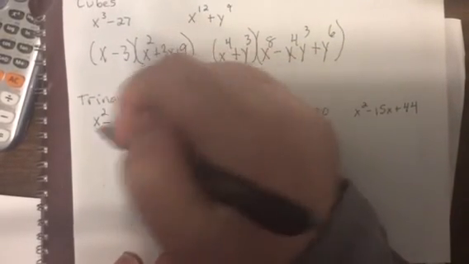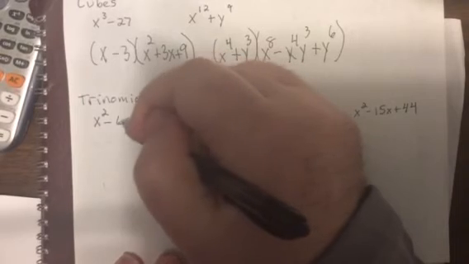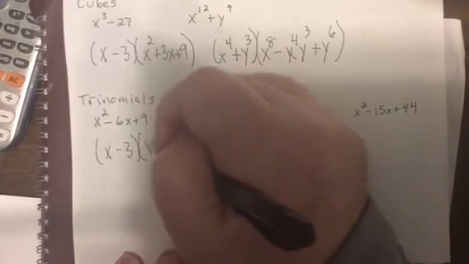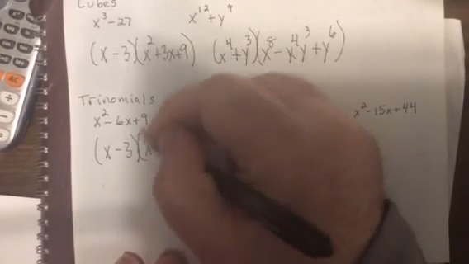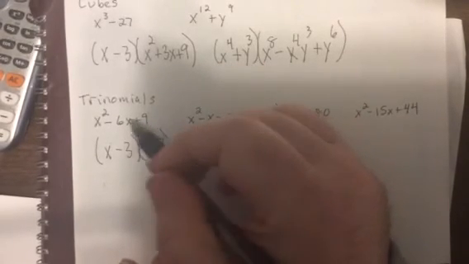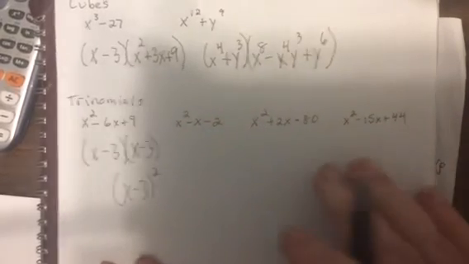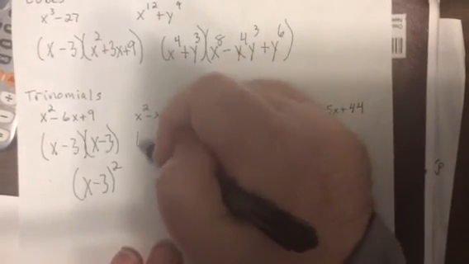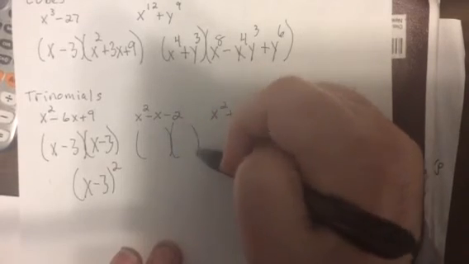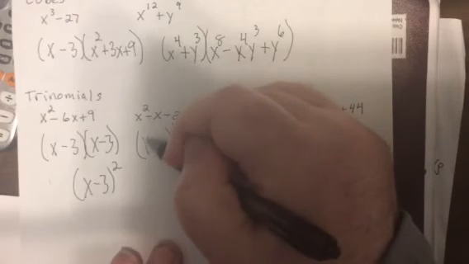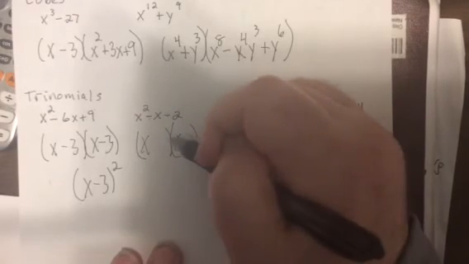Hey, trinomials. So last term's plus, so find factors of 9 that add up to 6. That'd be x minus 3, x minus 3. 3 times 3 is 9. What do you add? 3 plus 3 is 6. But you got a square, so you write it twice to make it nice. This one, I kind of hopefully think it's easy. What do you multiply to get 2, but you subtract to get 1? How about 2 and 1?